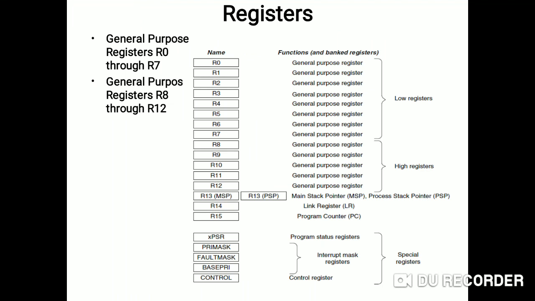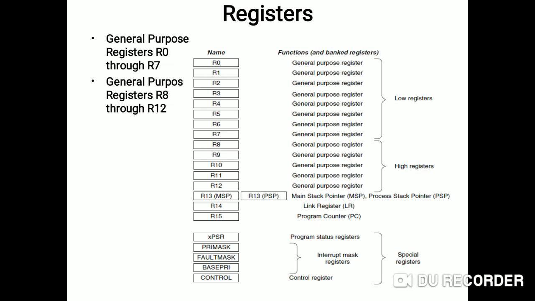So let's begin with the general purpose registers first. As we have seen, the Cortex M3 processor has registers R0 to R15 and a number of special registers. R0 to R12 are general purpose registers, but some of the 16-bit Thumb instructions can access only R0 to R7, that is the low registers, whereas 32-bit instructions can access all these registers. Special registers have predefined functions and can only be accessed by special register access instructions.